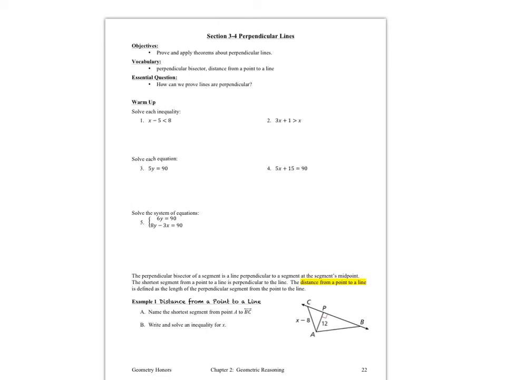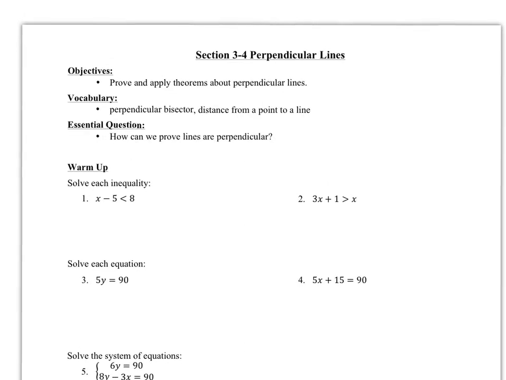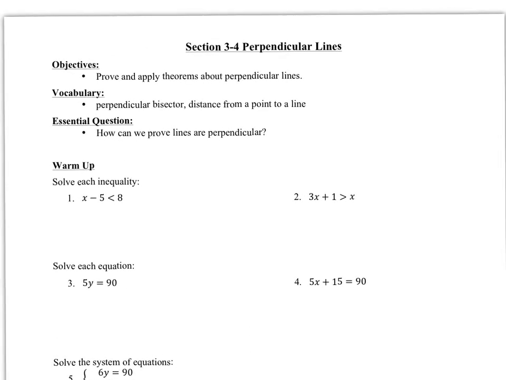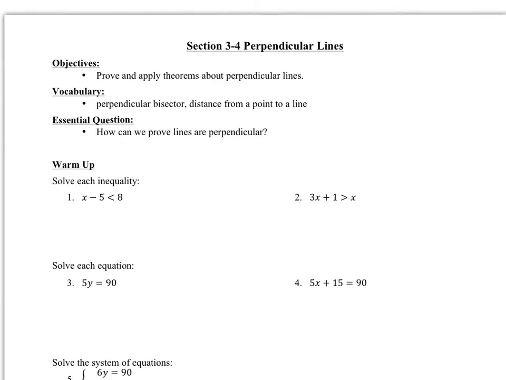Hello ladies and gentlemen, this is Miss Gokin, and we are still in chapter 3, all about parallel and perpendicular lines, along with the angles that are created when a transversal goes through them. This time we're in section 3-4 or 3.4 about perpendicular lines.